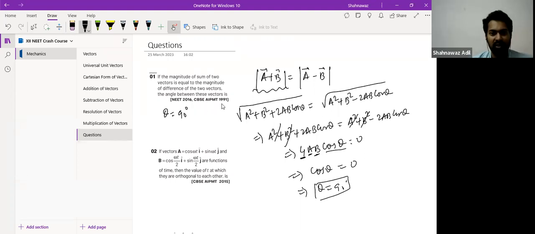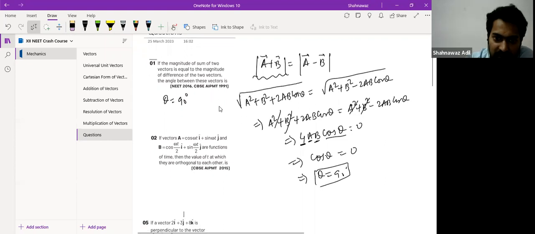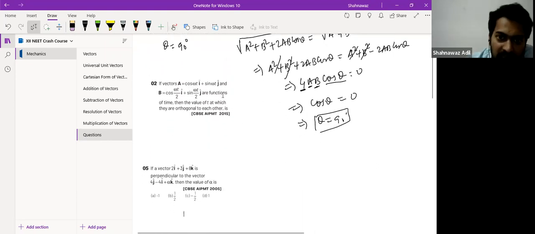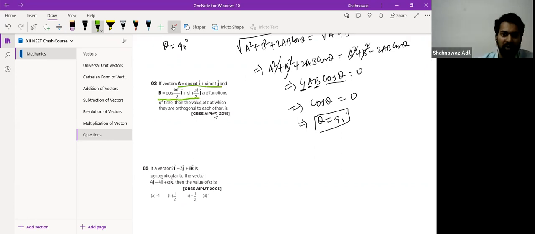And let's do the second question. If vector A is this and B is this, as functions of time, then find the value of t at which they are orthogonal to each other. Okay. So what do you mean by orthogonal? What information did you gather from this question? Two vectors are given, and it is asking at what value of t they are orthogonal to each other.